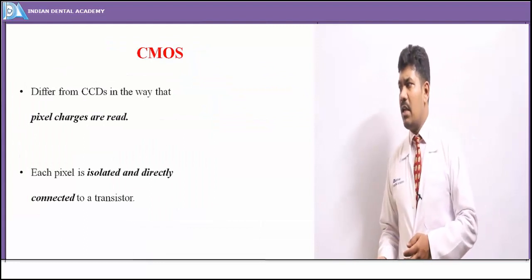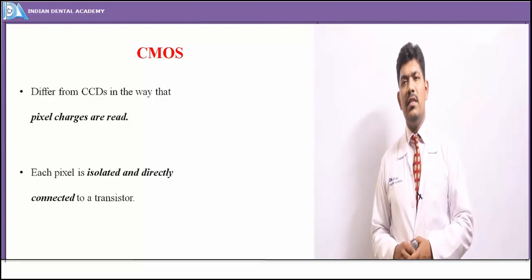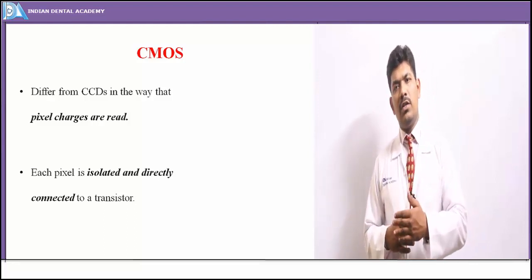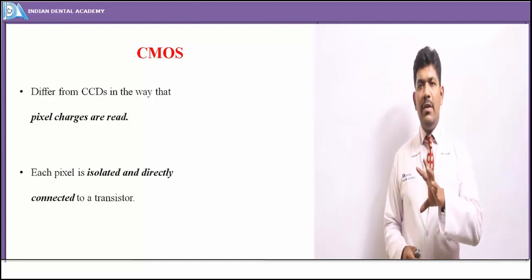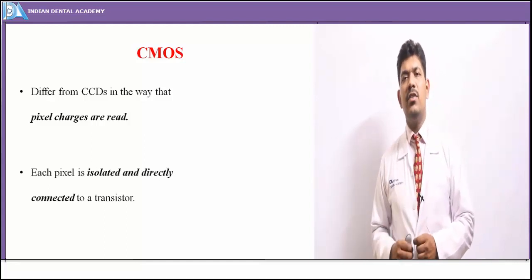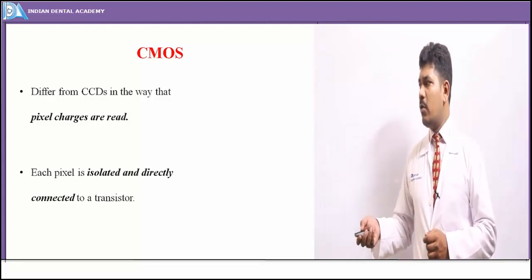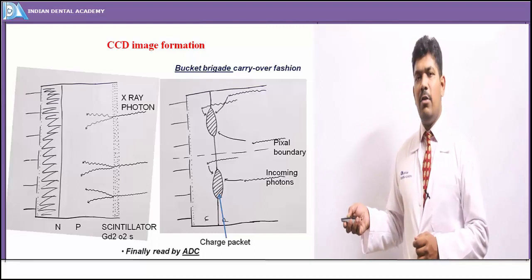Now CMOS, on the other hand, is basically similar to CCDs in the whole structure and function and how the signals are read. The only difference is the way in which these pixels read the incident signals. Now as I told you over here, it is a bucket brigade kind of carryover fashion.